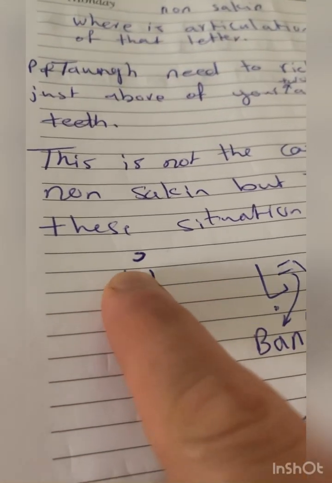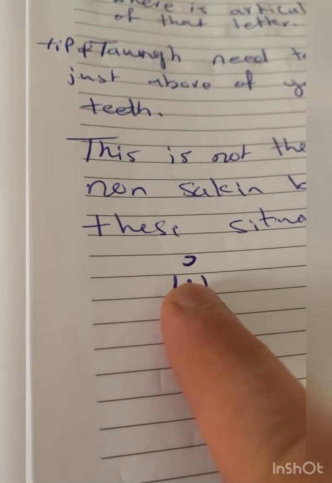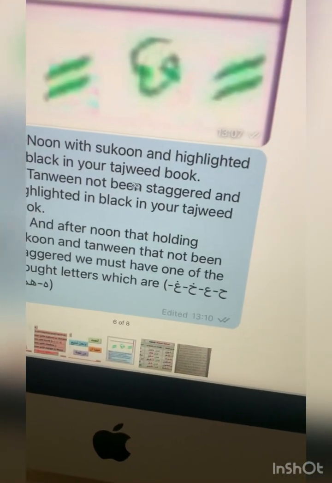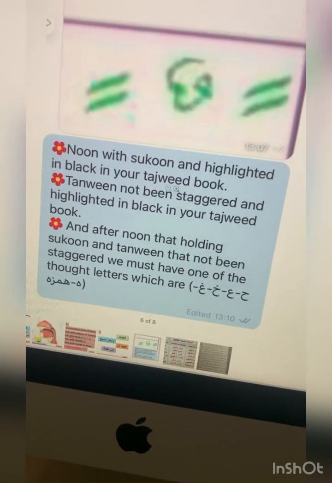When we see any noon holding sukun, the sign of the sukun, just like the head of the letter ha, or any noon like this one holding sukun, in this case we have to use the process called izhar. Clearly pronounce that noon. How can you recognize it in your book? In your tajweed book, this noon is always highlighted in black and always holding sukun. We're going to take some examples in the next slide, inshallah, to make it easier for you to remember.